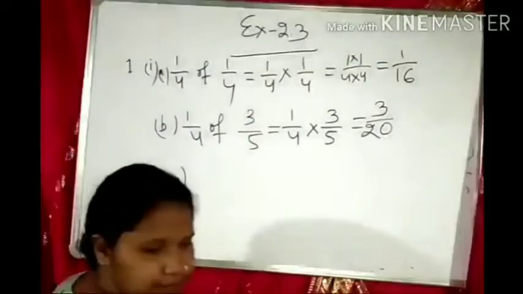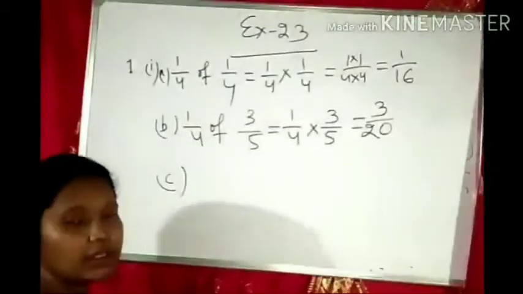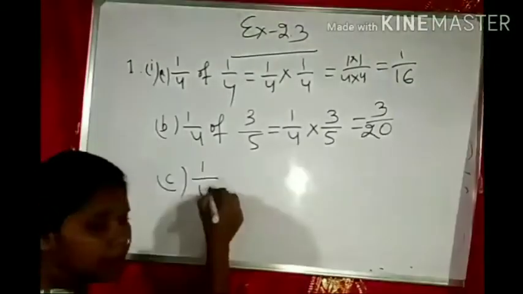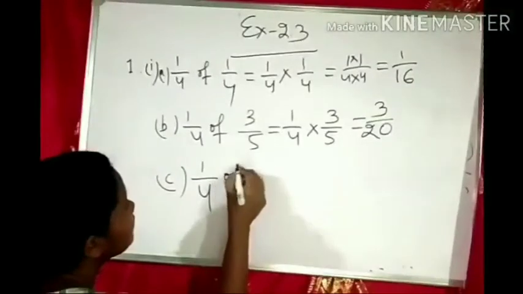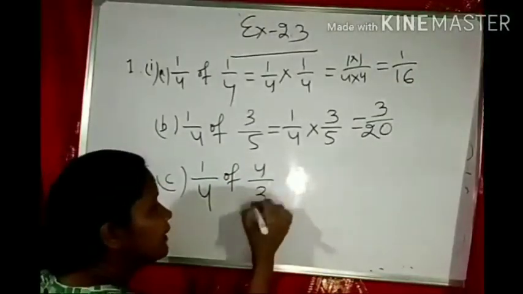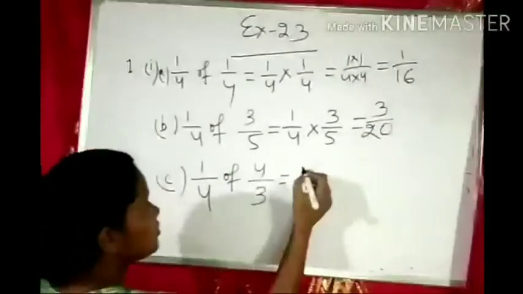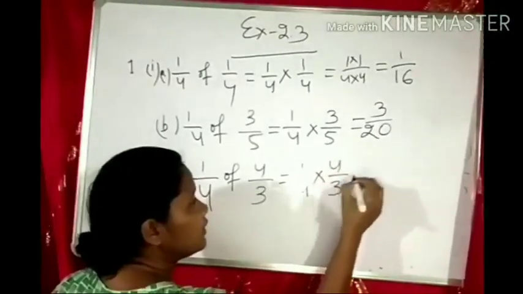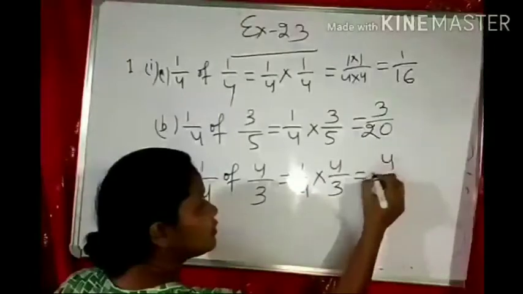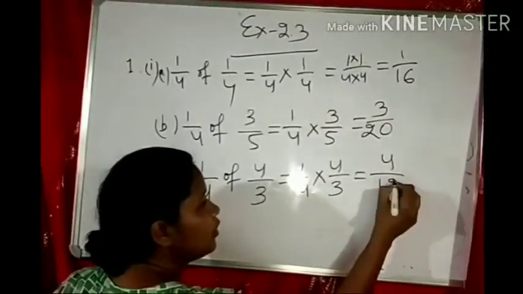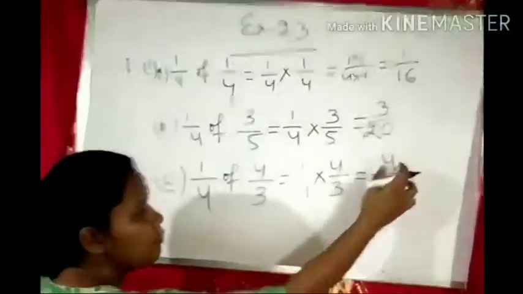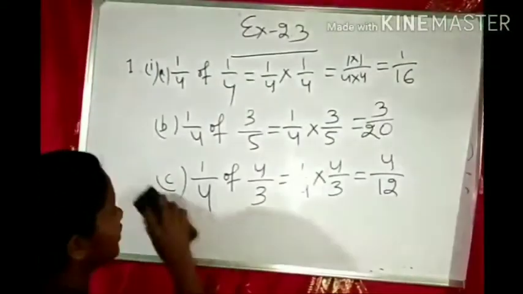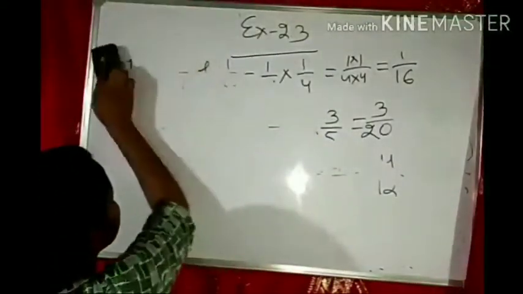Number C is 1 by 4 of 4 by 3. So 1 by 4 of means into 4 by 3. 1 into 4 equal to 4, 4 into 3 equal to 12. So the answer is 4 by 12. So this is about question number 1. The rest you will do by yourself.